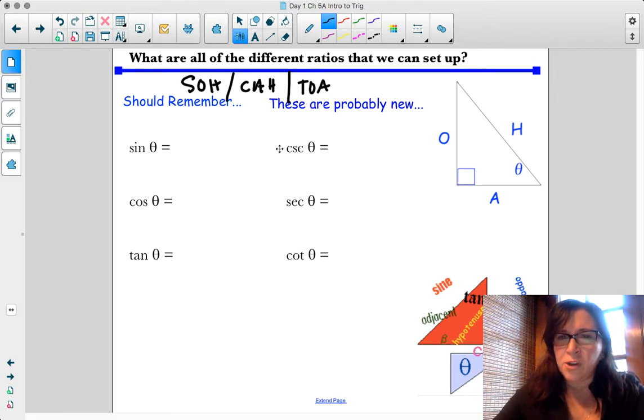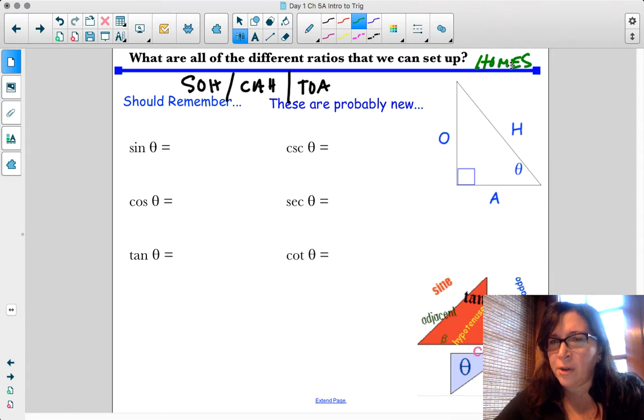Like one of the mnemonics that I remember from school way back in the day was HOMES. These are the Great Lakes: Huron, Ontario, Michigan, Erie, and Superior. So that's a mnemonic.